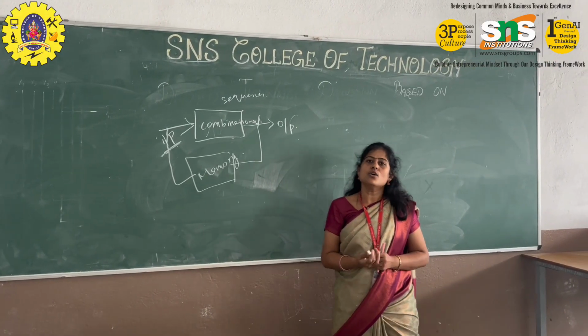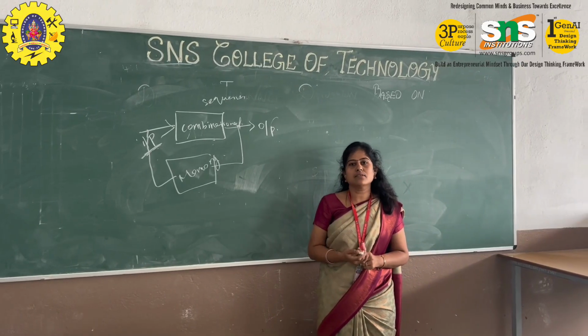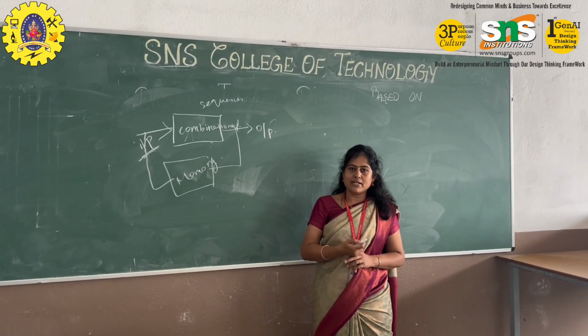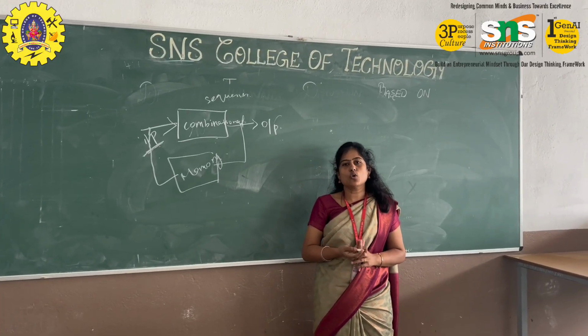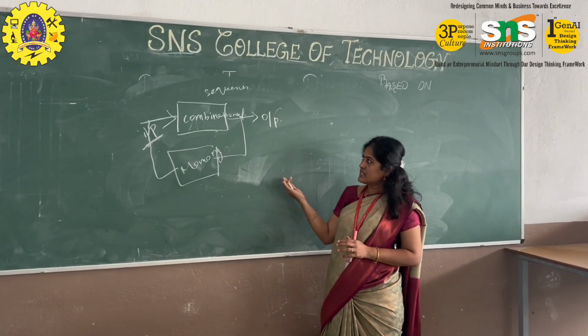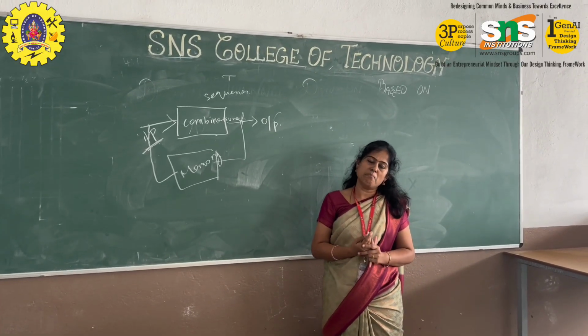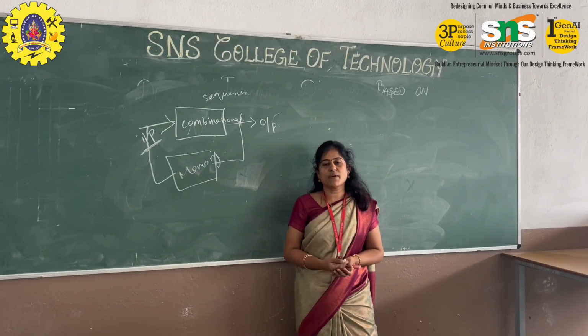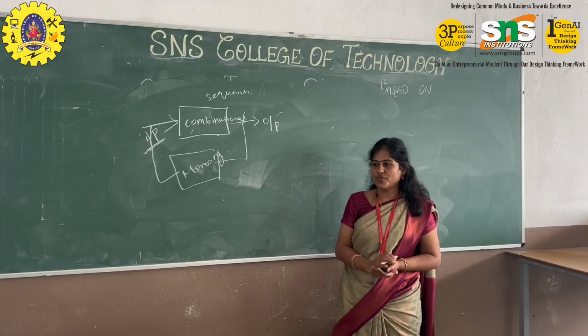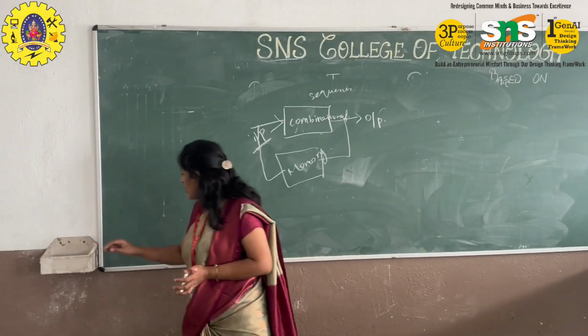We all know the examples of combinational circuits are adders, subtractors, magnitude comparators, multipliers, multiplexers, demultiplexers, encoders, decoders, and so on. The examples of sequential circuits are mainly flip-flops, registers and counters. So today's topic is the flip-flop. We are going to deal with the flip-flop.